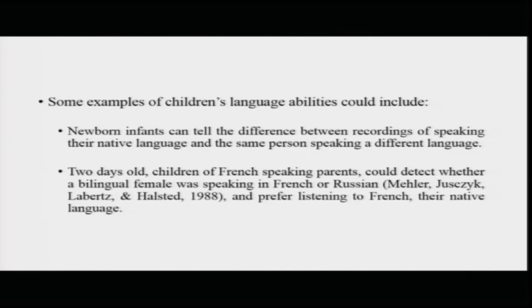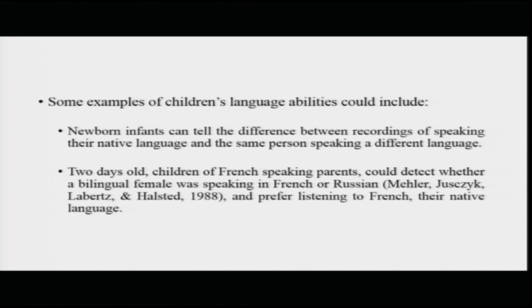Now, coming back to this example, newborn infants can tell the difference between speakers speaking their own language versus the same speaker speaking a different language. So, this is at least a point where children have started to distinguish between their own language and another language. I'm talking about newborn infants, infants as young as 24 hours or 48 hours. Two-day-old children of French speaking parents have been shown to detect whether a bilingual female was speaking French or Russian. And they have also expressed their preference to listen to French over Russian by the same speaker.